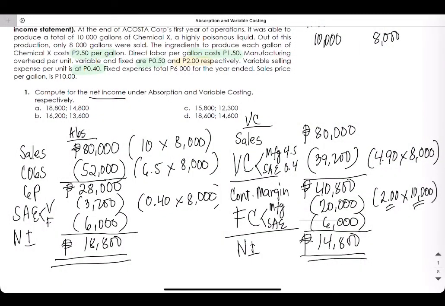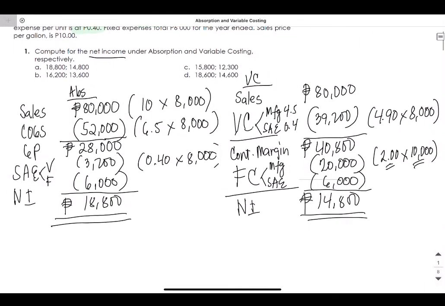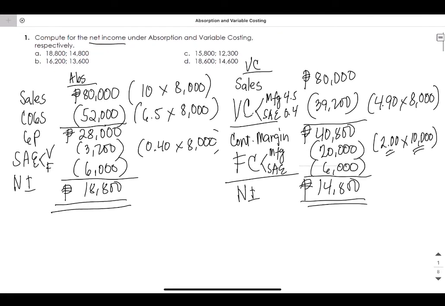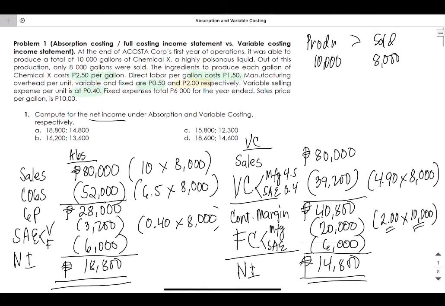So as you can see, aside from the format, or the manner the income is presented, the amount of income itself differs between the two costing methods. So, bakit kaya? Why do we have a difference in the reported income under these two methods? The difference again lies because of the difference in the number of units produced and the number of units sold.